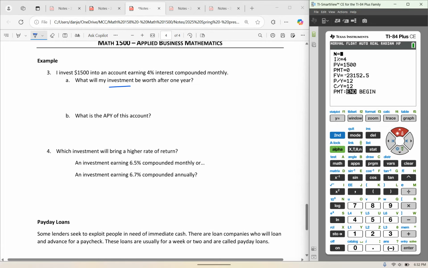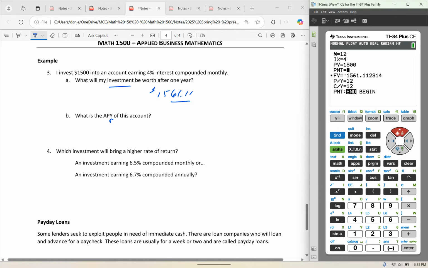After 1 year, which is 12 months, my investment is worth $1,561.11. So I earn $61.11. But what's my annual yield? To do that, I'm going to change this just a little bit.